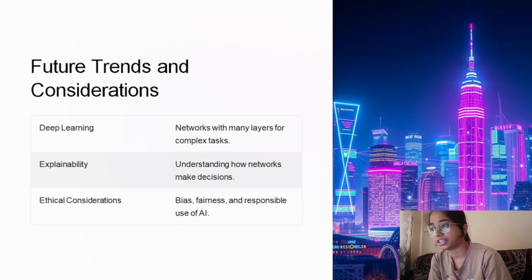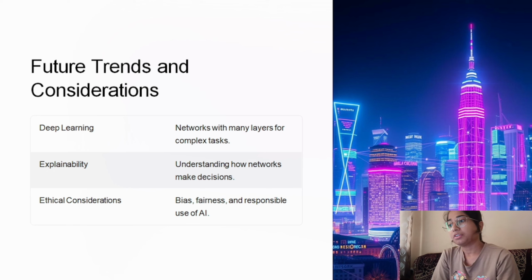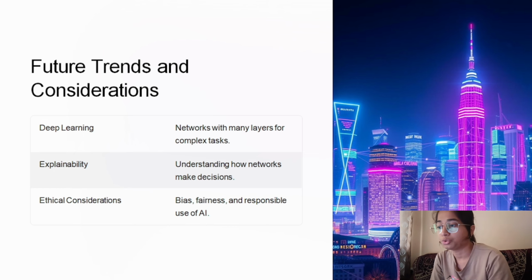Future trends and considerations. Deep learning: networks with many layers for complex tasks. Explainability: understanding how networks make decisions. Ethical considerations: bias, fairness, and responsible use of AI.